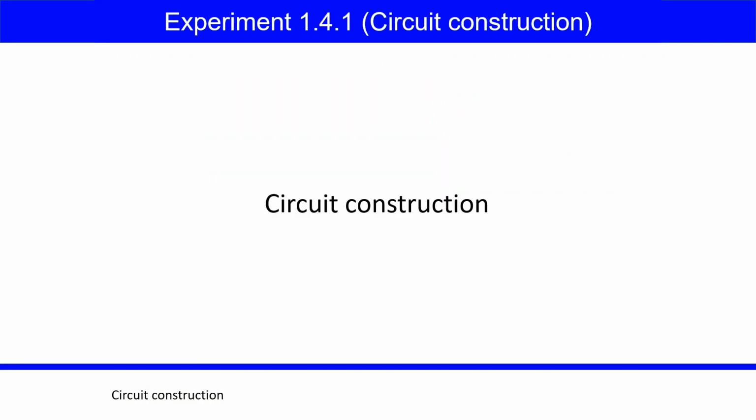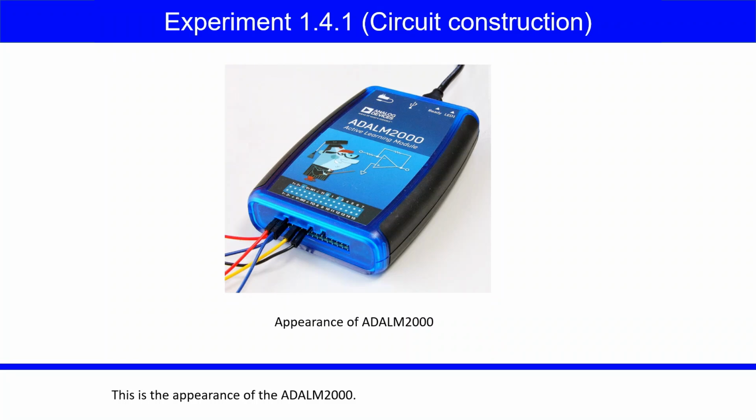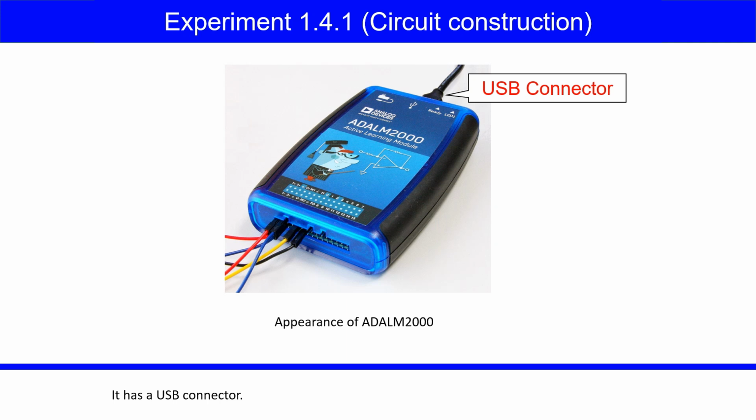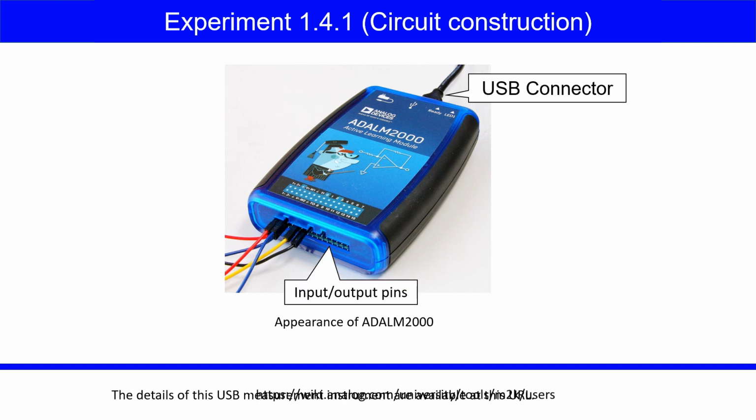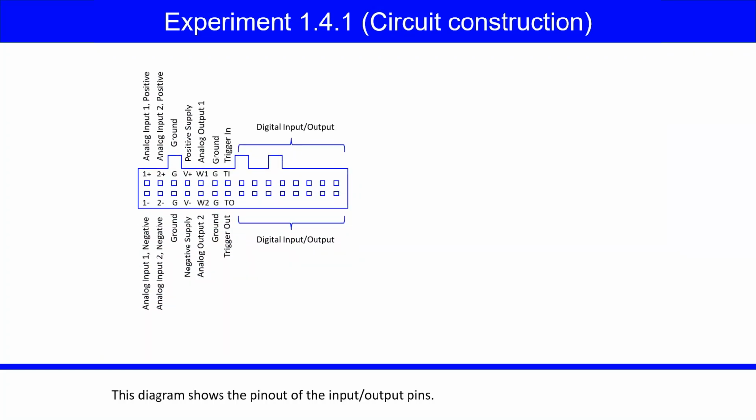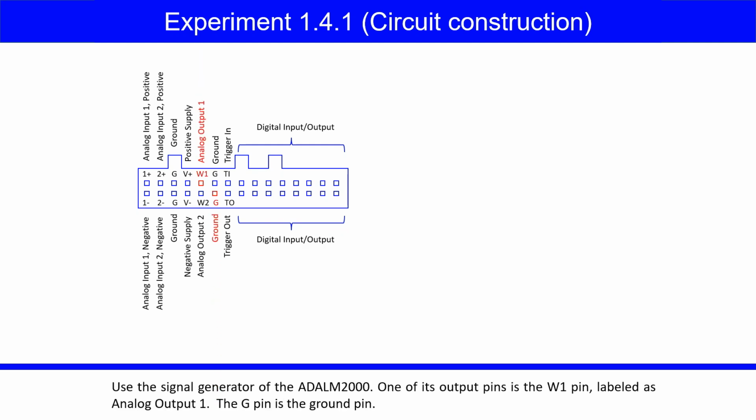Circuit construction. This is the appearance of the ADALM2000. It has a USB connector and input-output pins. The details of this USB measurement instrument are available at this URL. This diagram shows the pinout of the input and output pins. Use the signal generator of the ADALM2000. One of its output pins is the W1 pin, labeled as analog output 1. The G pin is the ground pin.